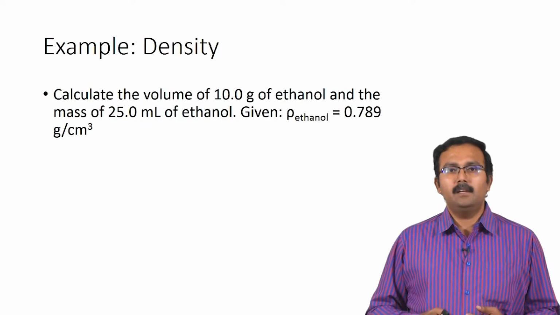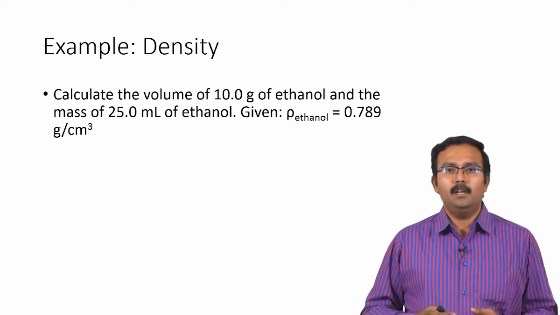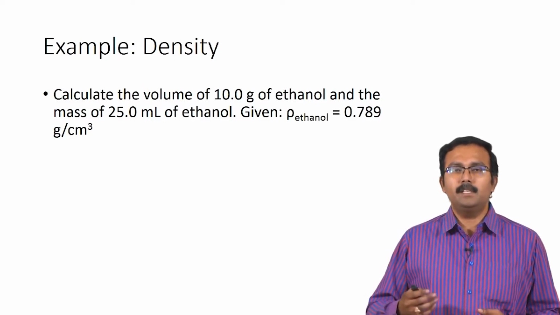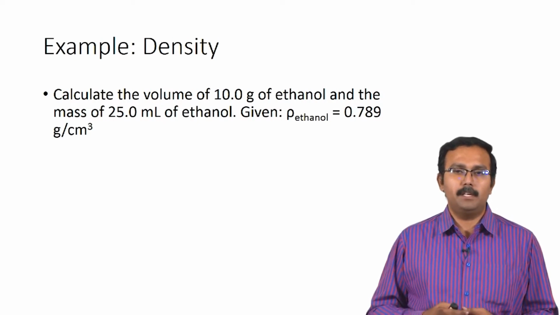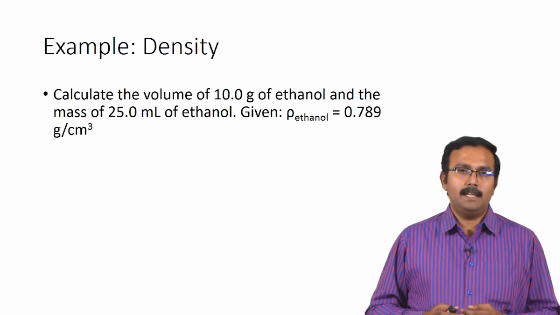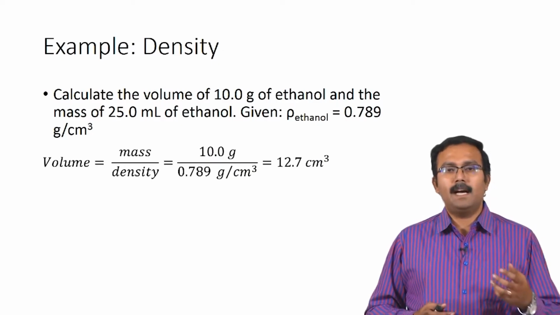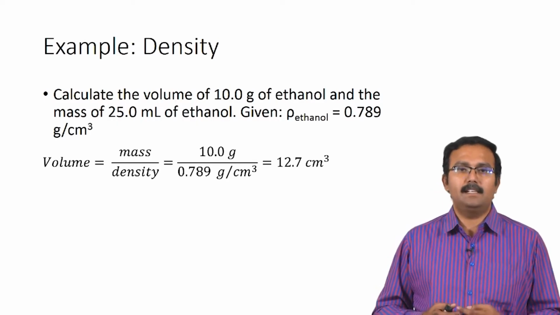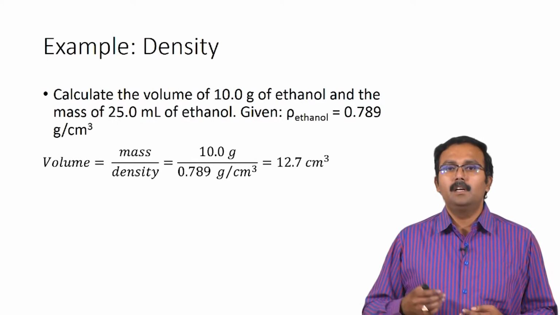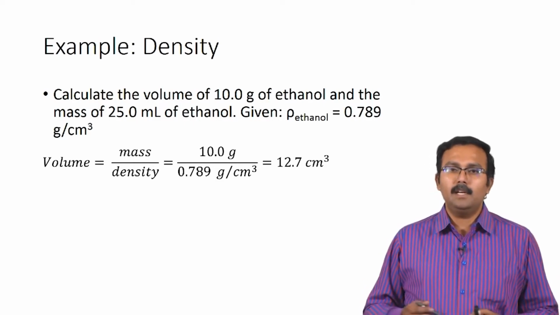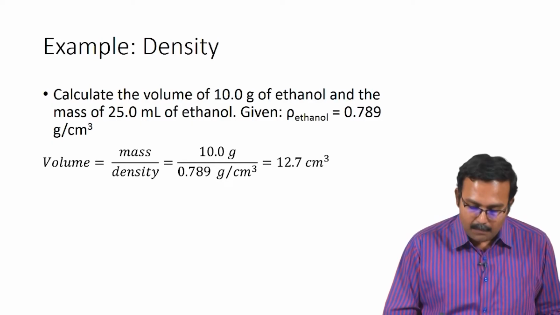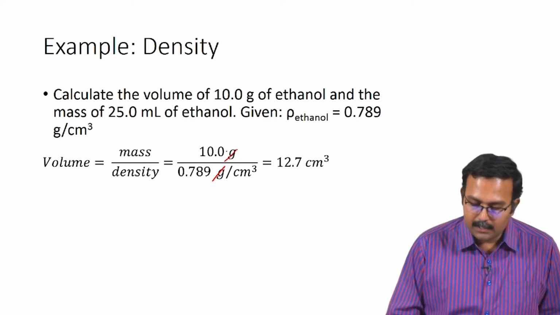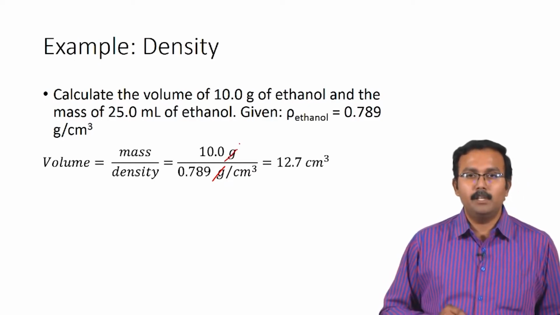Here you have been asked to calculate the volume of 10 grams of ethanol and the mass of 25 ml of ethanol using the density of ethanol which is 0.789 grams per centimeter cube. So to calculate the volume of 10 grams of ethanol, we would divide mass by density. So what we do here is 10 grams divided by density which is 0.789, and we end up with a volume of 12.7 centimeter cube. If you look at the dimensional aspect of this calculation, the grams cancel each other off and the centimeter cube goes to the numerator, thereby giving you volume.